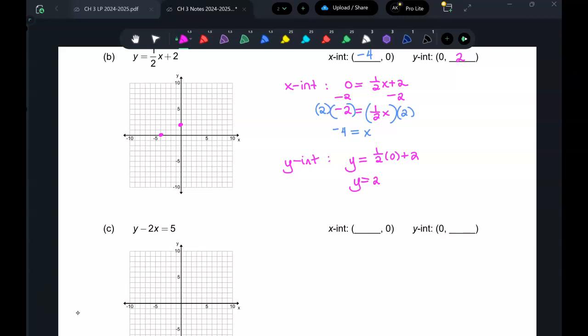And then we're going to use our ruler. We want to make that nice and straight as we possibly can. And put arrows on the end.